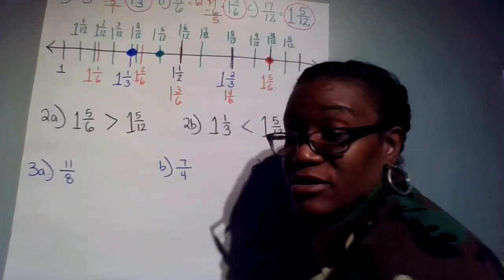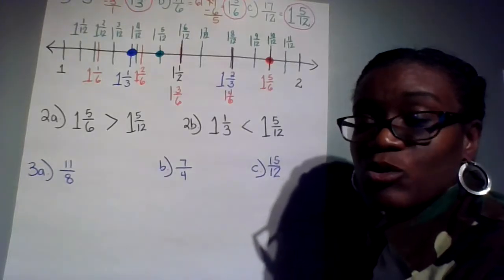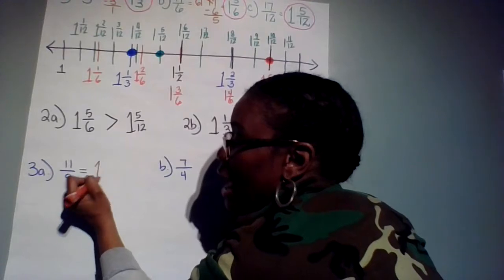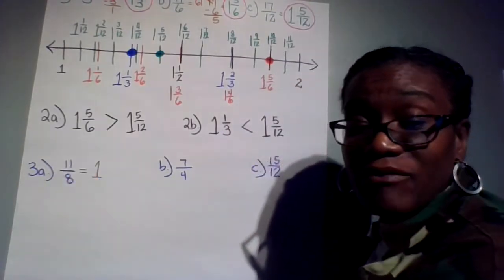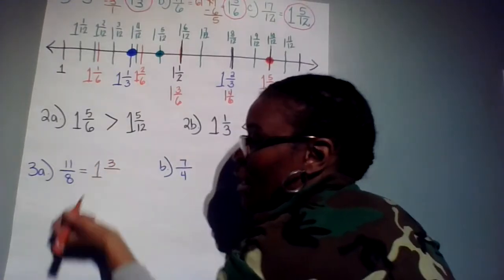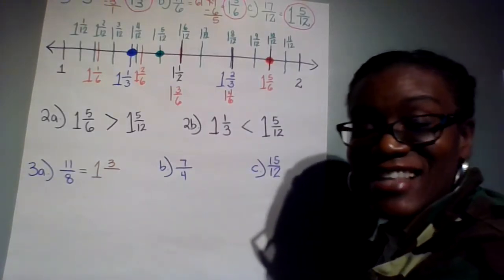8 can go into 11 how many times without going over? That's right, scholars, 1 time. And when I subtract 8 from 11, what do I have left? You guys are so smart. 3. And what happens with our denominator? That's right, it stays the same.